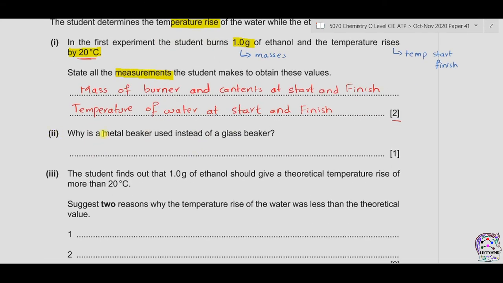Part 2. Why is a metal beaker used instead of a glass beaker? As the student is measuring the amount of heat released by ethanol, in order to get the maximum amount of heat, he should use a metal beaker instead of a glass beaker because metal is a better conductor.